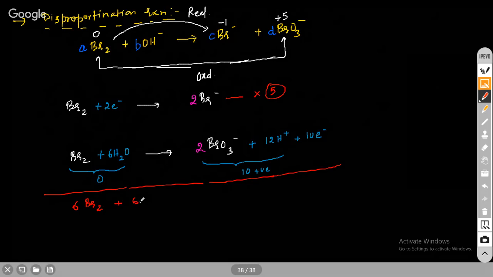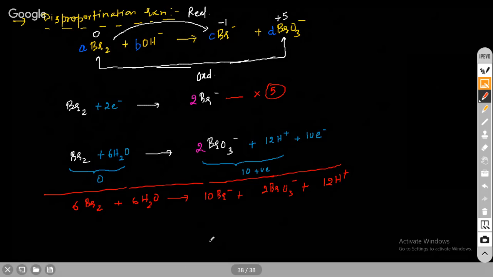plus 6 H2O, and this gives 10 Br minus plus 2 BrO3 minus plus 12 H plus. So you see all atoms and charge are balanced. We have a total of 12 negative and 12 positive, so 0 charge here, 0 charge here, and all atoms are balanced. So this is the balanced chemical reaction we have.